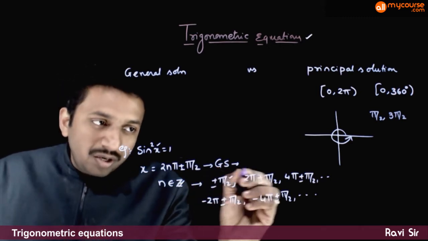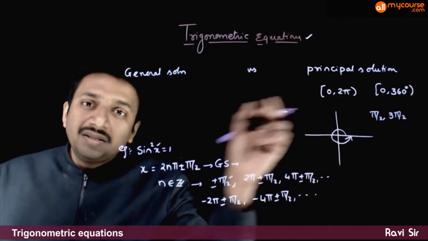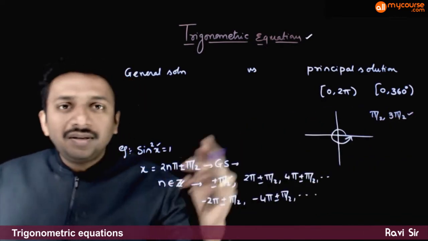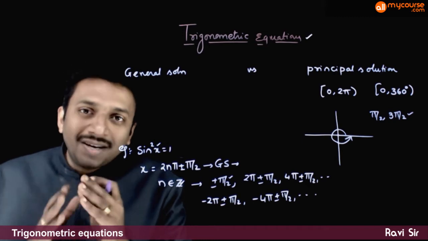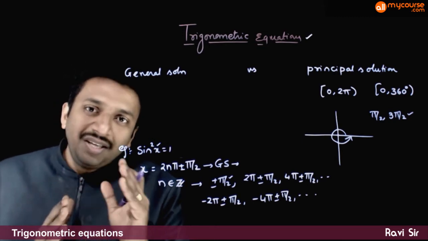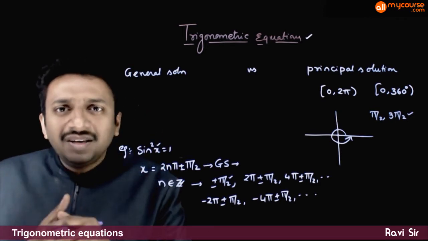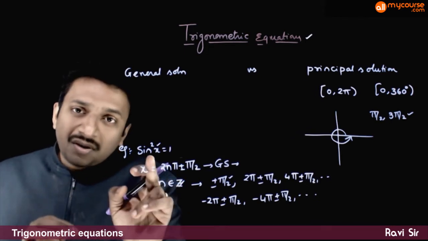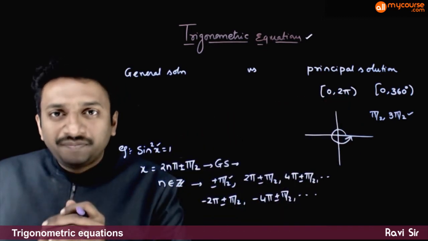So there are only two solutions, pi by 2 and 3 pi by 2, in the first rotation, that is, between 0 and 2 pi or 0 and 360 degrees. So these two constitute the principal solution of this equation. I hope you understand the difference between the general solution and the principal solution. If you know the general solution, it is very straightforward to find the principal solution. You just need to search for those values of the solution which lie between 0, closed, and 2 pi, open. So let us look at some more examples.